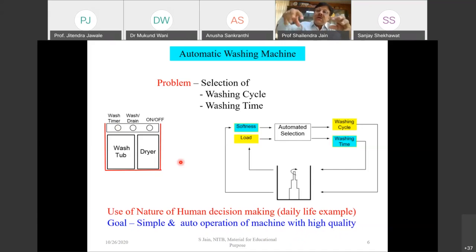Load the machine, shut it, switch on the power, forget it, and you will get the dried cloth at the end of the washing cycle. So you are basically free during that particular period. Go enjoy some other job, take rest, whatever you wish, you do. The machine will do the task, and of course, what we want is that the wash quality should be close to what I am doing manually.